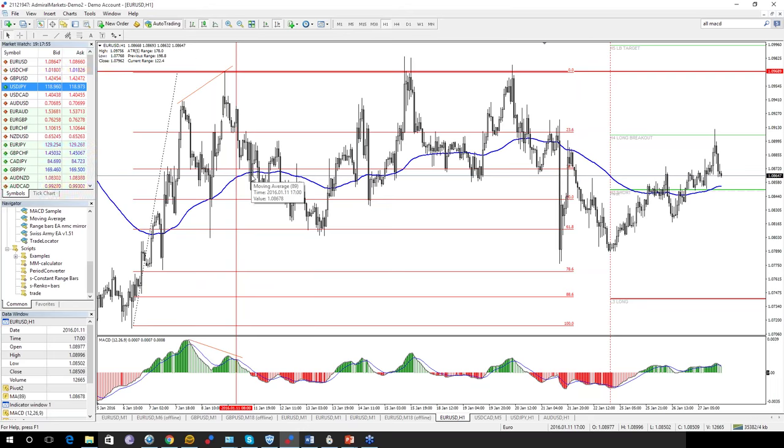You never know if the price can reject from some of these Fibonacci ratios, especially if there is a confluence with other trend indicators.